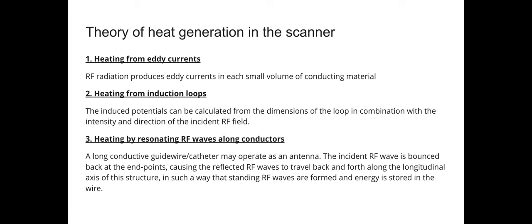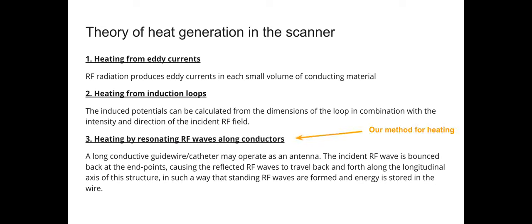A long conductive guide wire or catheter may operate as a dipole antenna. The wire and the conductive media in the environment form a transverse electromagnetic, or TEM, waveguide. The TEM waveguide will be partially reflected where the impedance of the waveguide changes suddenly. So at the endpoints of the wire, the incident RF wave is bouncing back and causing reflected RF waves to travel back and forth along the longitudinal axis of the wire. And we can find the waves by superimposing all the TEM waves.